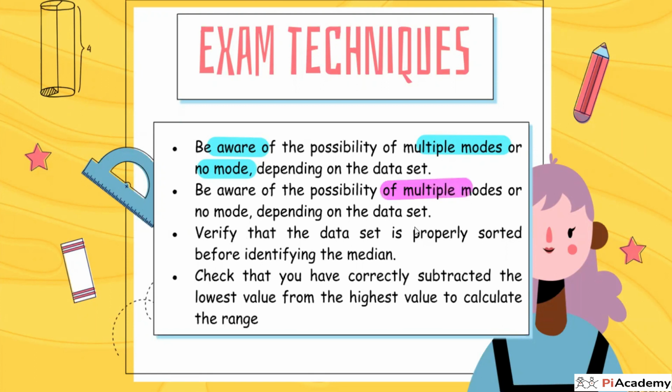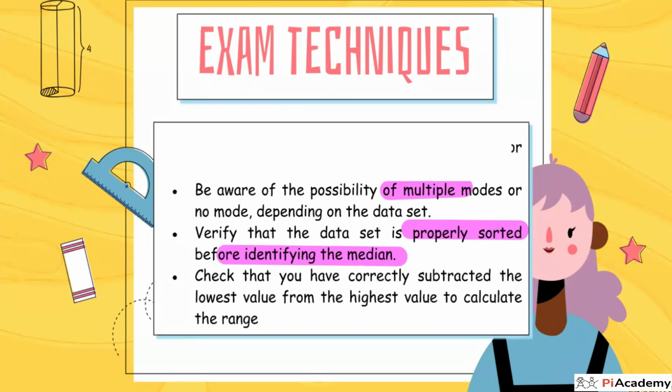Verify that the data set is properly sorted before identifying the median. So you need to be very, very sure that you are arranging them in proper order. Okay, fine. And the third thing is to check that you have correctly subtracted the lowest value from the highest value to find the range. While calculating the range, make sure you are doing the subtraction properly, otherwise you are going to get the wrong answer for the range.